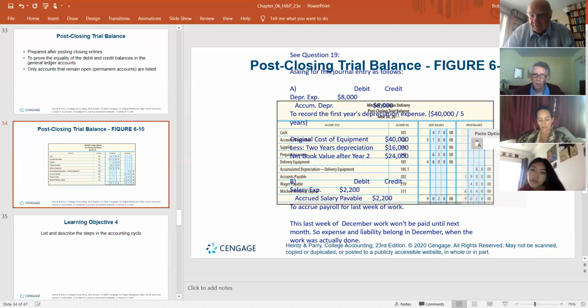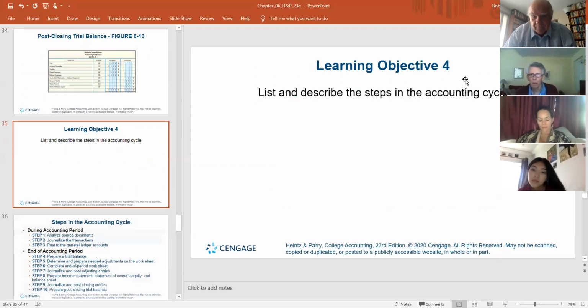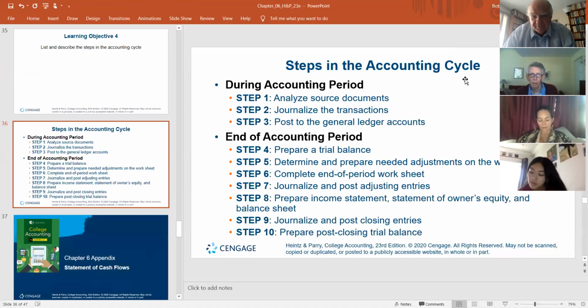Let's see what other goodies we have here. What the heck? Hold on. Post-closing trial balance, okay? The steps in the accounting cycle. Let's see what we have. I go into this. Looks like we're going back to the beginning of the world here, huh?